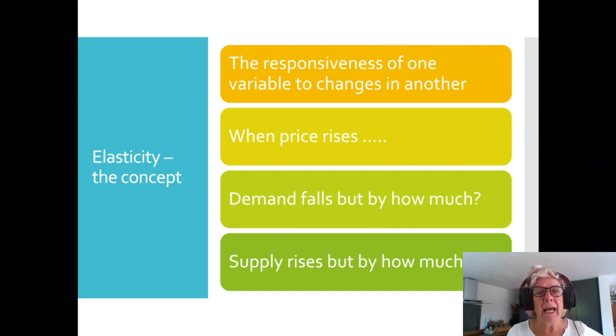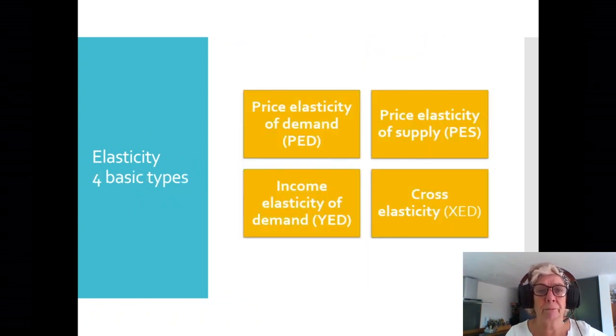And this measures how responsive one variable is to changes in another variable. So, for example, when the price rises, we know that demand will fall. Elasticity asks us by how much. Equally, when price rises, we know that supply will rise. But again, it doesn't rise by the same amount for all goods. So elasticity helps us to understand how the demand for different goods and the supply for different goods will behave. So there are four basic types of elasticity, and in this video we're going to focus on price elasticity of demand. In the subsequent videos we'll learn about the others.